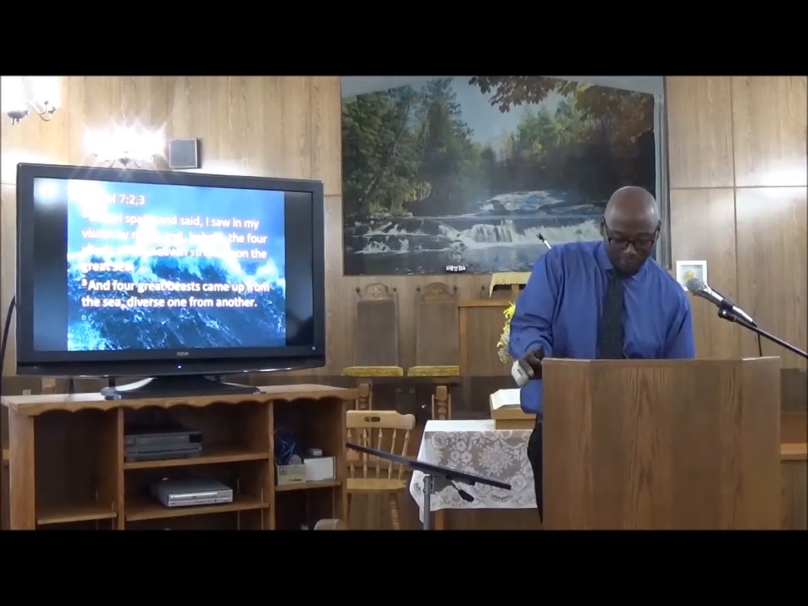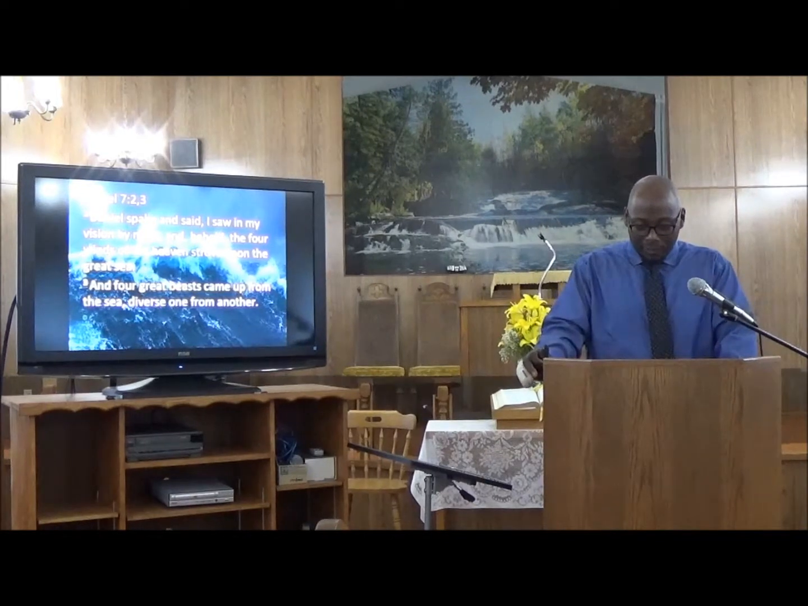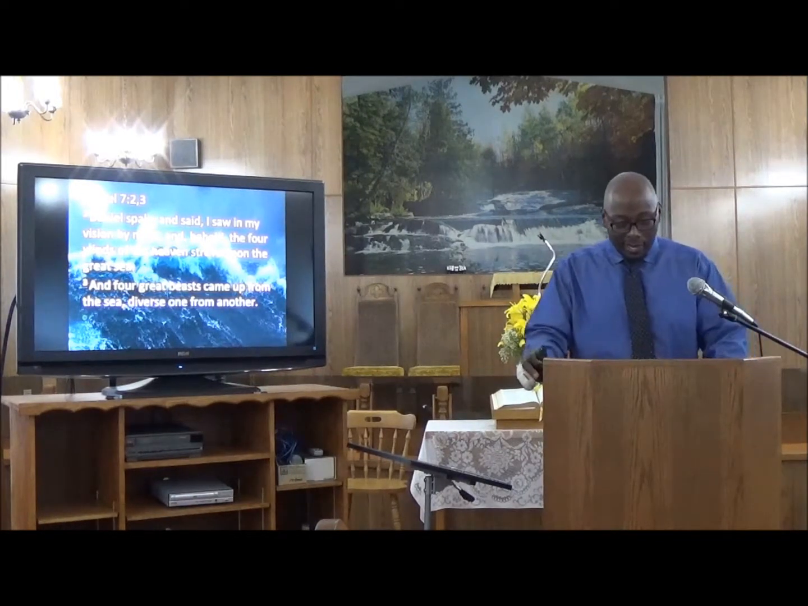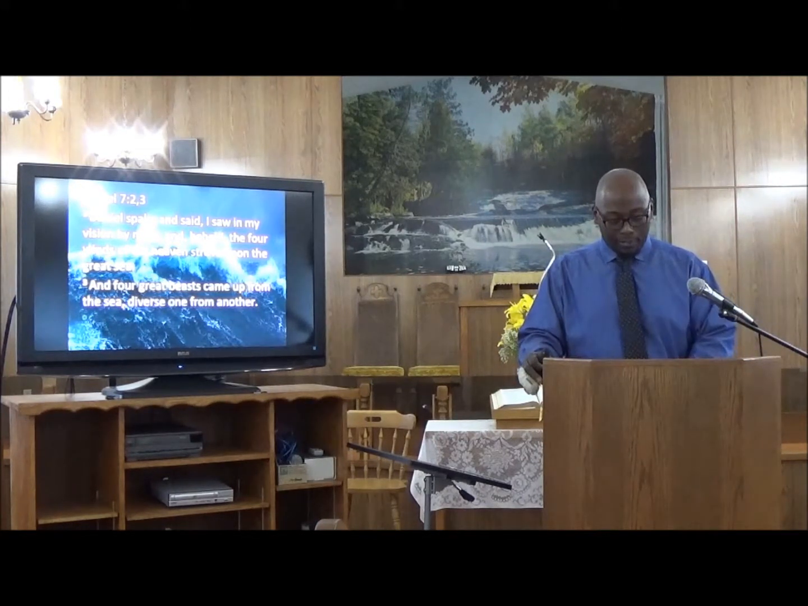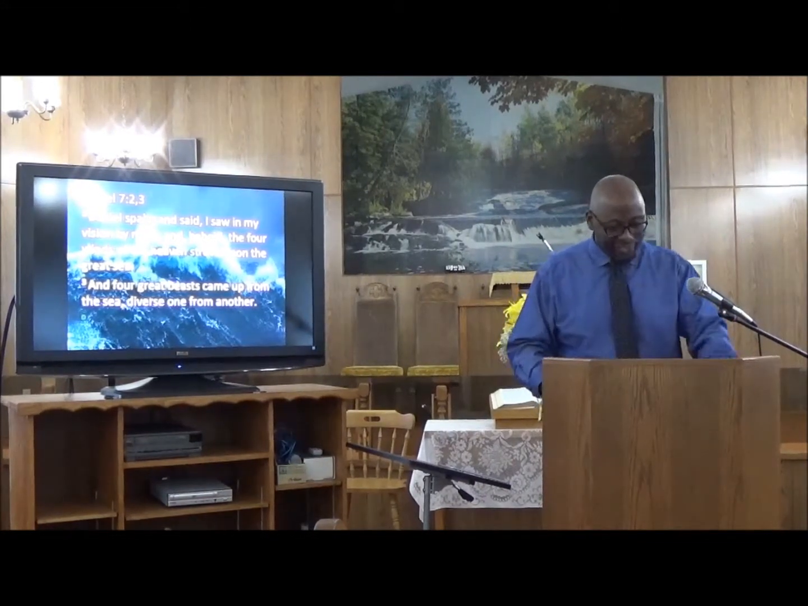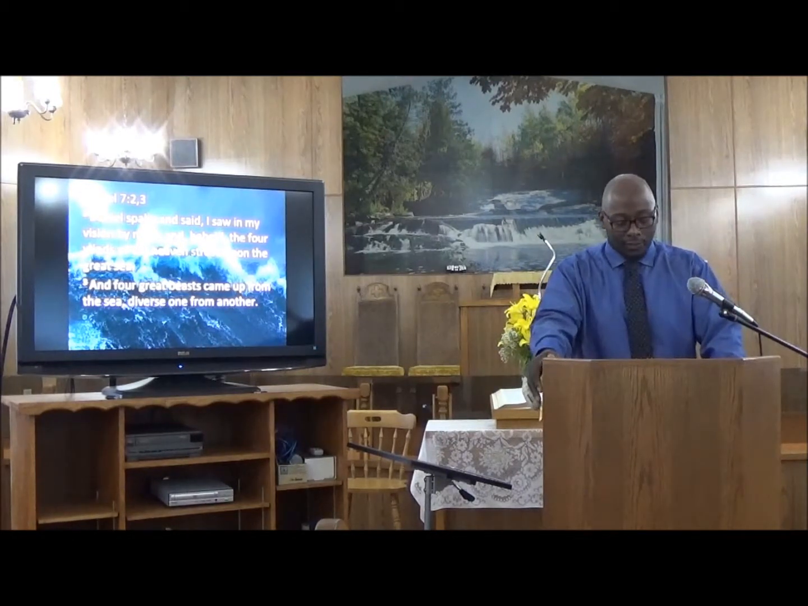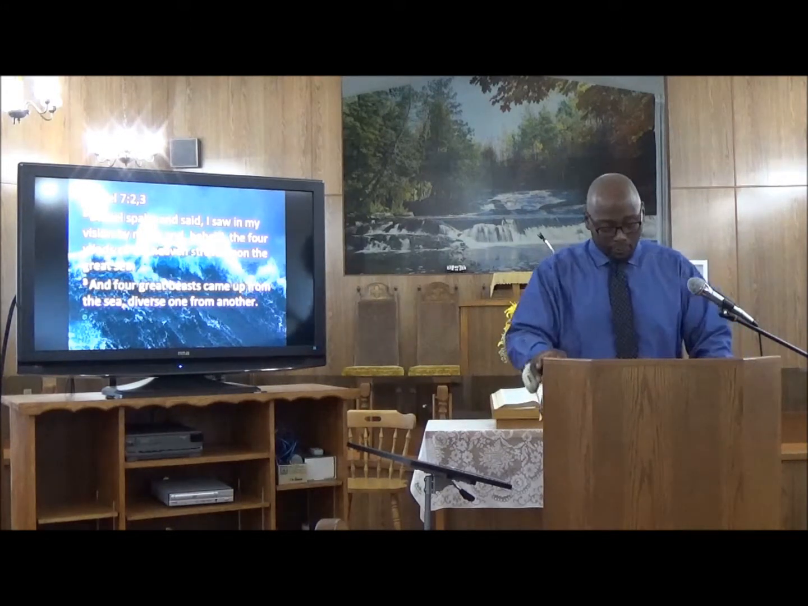Daniel 7, verses 2 and 3. Daniel spake and said, I saw in my vision by night, and behold, the four winds of the heavens strove upon the great sea. And four great beasts came up from the sea, one diverse from another. Daniel has had another vision after the image was given to Nebuchadnezzar, which was given to Daniel so he could explain the dream to the king in chapter 2.